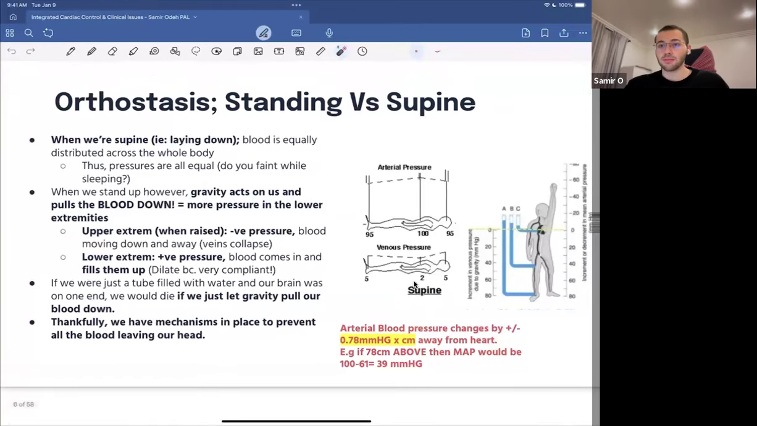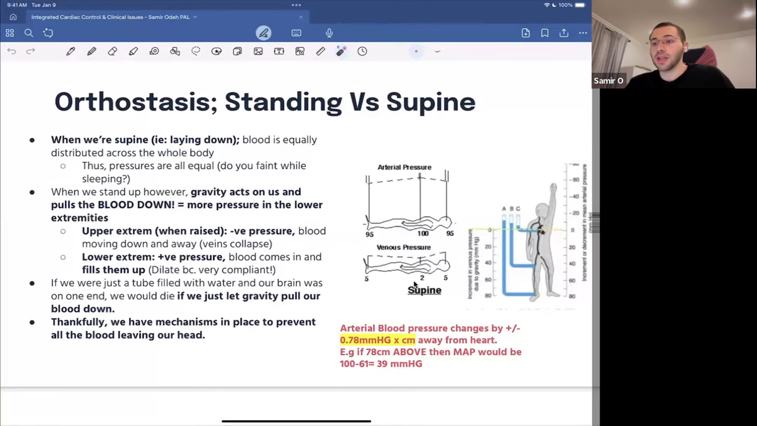One thing you do need to remember and keep in mind for your exam is that the arterial blood pressure, not the venous blood pressure, changes by about 0.78 millimeters of mercury for every centimeter away from the heart. This is subtracted from or added to your mean arterial pressure. I think all of you know how to calculate mean arterial pressure. It is essentially your diastolic plus your pulse pressure.